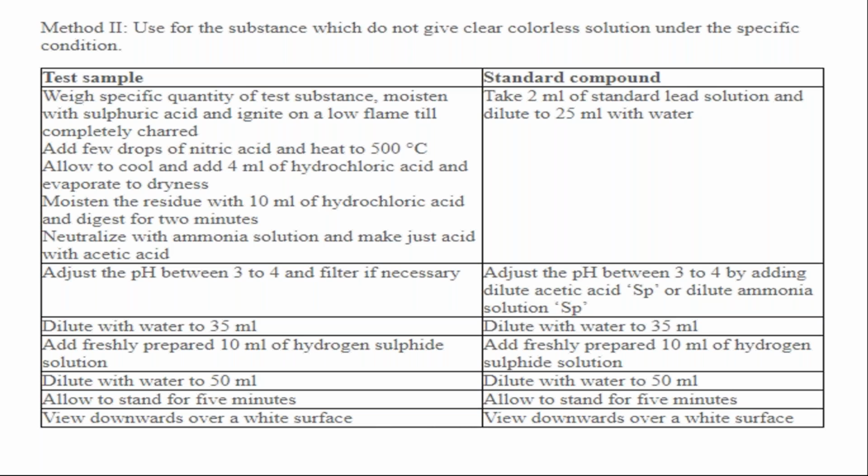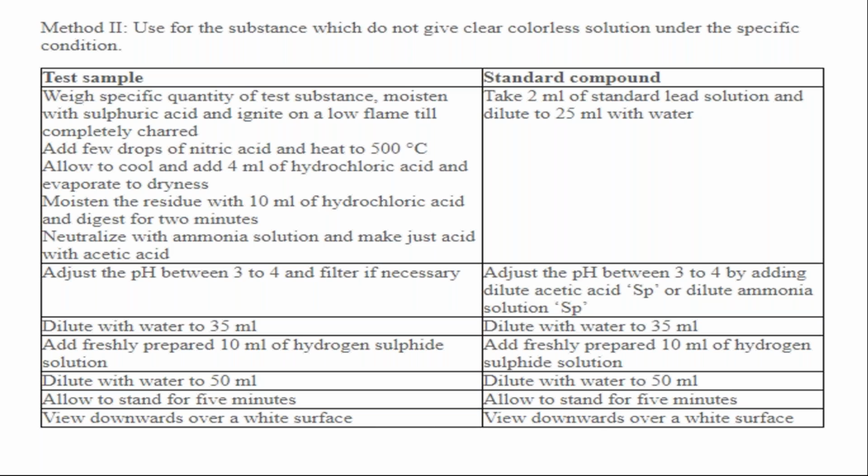After it is heated to 500 degrees centigrade, you're going to cool it down, add 4 ml of hydrochloric acid, and further evaporate to dryness. Once that is done, to that residue you're going to add 10 ml of hydrochloric acid and digest for 2 minutes. Digest meaning you're just going to boil for 2 minutes. Once that is done, you're going to neutralize the solution with ammonia and make it just acidic with acetic acid. That is, again, you're going to adjust the pH between 3 to 4.